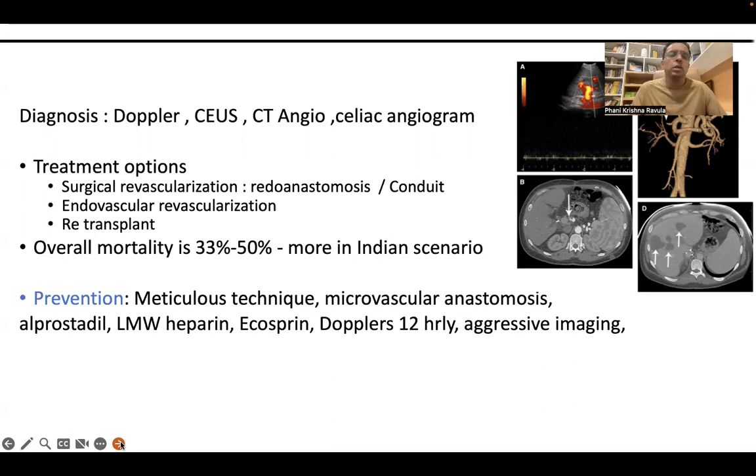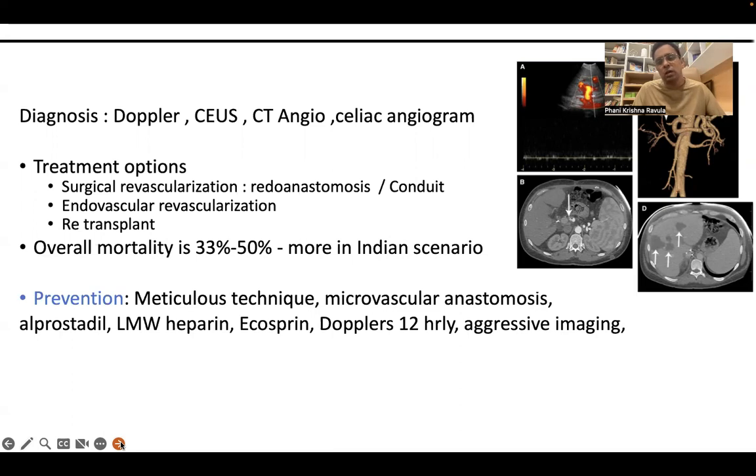A celiac angiogram we generally don't do, unless we plan to intervene; a CT is good enough. The treatment options: within the first week, the option is only surgical revascularization, because if you try to thrombolize, there's so much raw area and anastomosis that there's a risk of sudden massive bleed from there. So we have to go back in and redo the anastomosis. This could be a limited dissection. If there is only a limited dissection or limited unhealthy vessels, you can just redo the anastomosis.